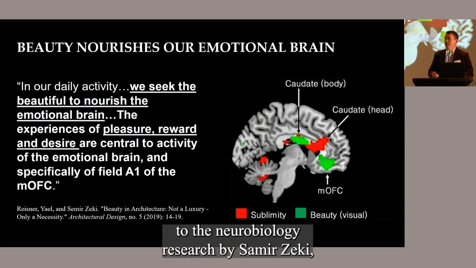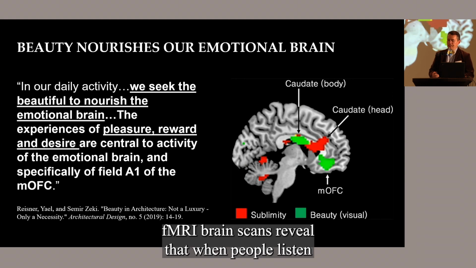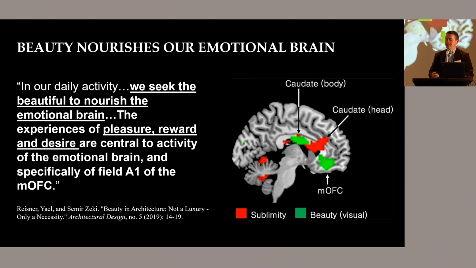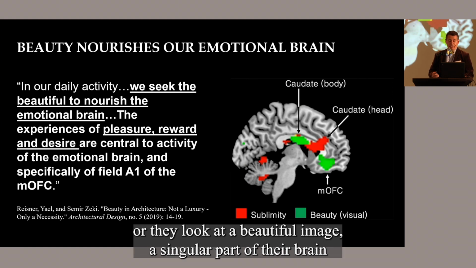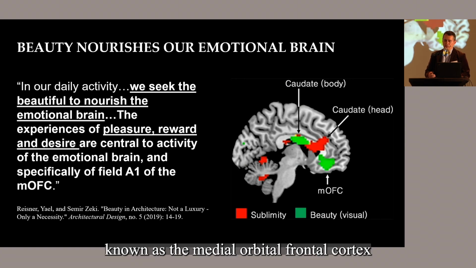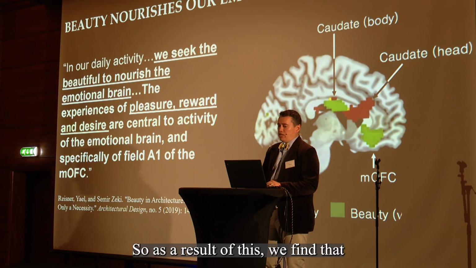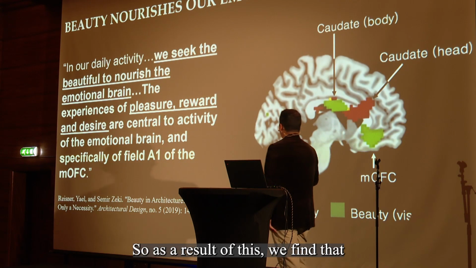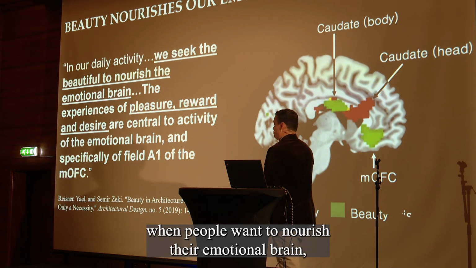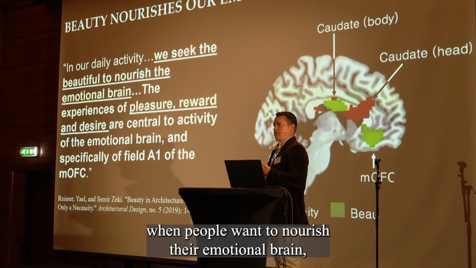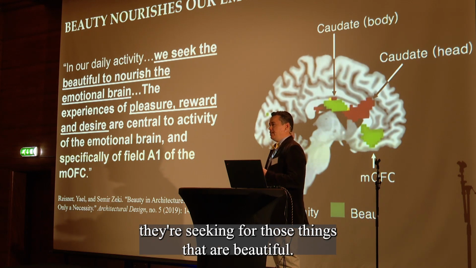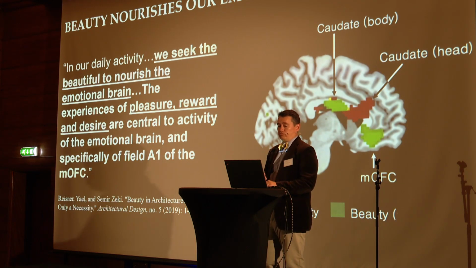Now, according to the neurobiology research by Semir Zeki, fMRI brain scans reveal that when people listen to a beautiful piece of music, or they look at a beautiful image, a singular part of their brain, known as the medial orbital frontal cortex, is activated. So as a result of this, we find that when people want to nourish their emotional brain, they're seeking those things that are beautiful.